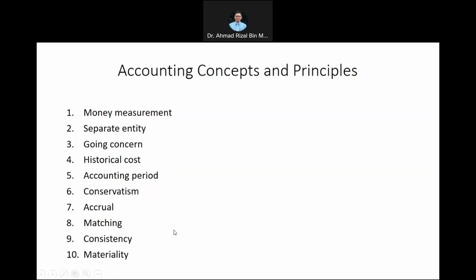Number 9 would be the consistency concept, which states that once the company has chosen an accounting method, say for example in depreciation, you have chosen the simplified straight line method, or for the inventory, you have chosen the last in, first out method, for example. So you have to stick with the methods, and don't change it come the next financial year. So you have to be consistent.